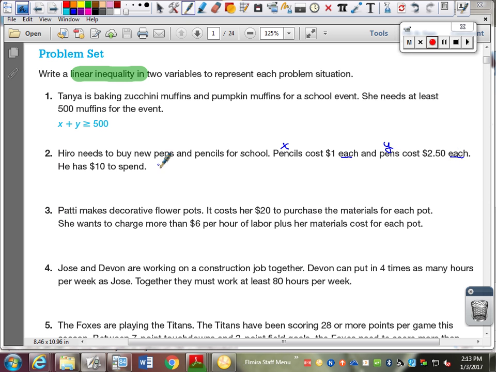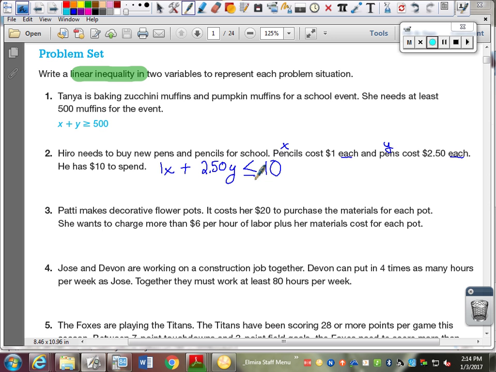Okay, so he can buy some pencils for $1 each, and he can buy some pens for $2.50 each, and he has $10 to spend, but we're not using an equal sign. We're using an inequality sign. All right, now he can't spend more than he has, so he has to spend less than $10, but he also could spend exactly $10.